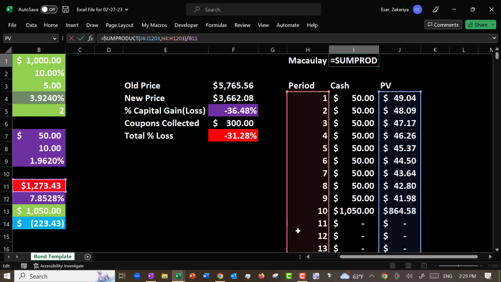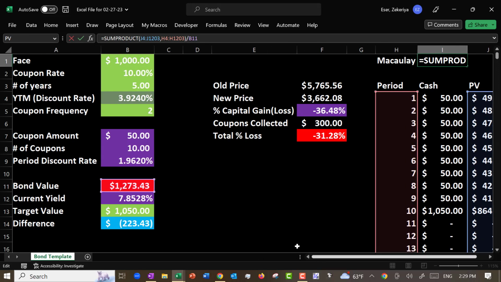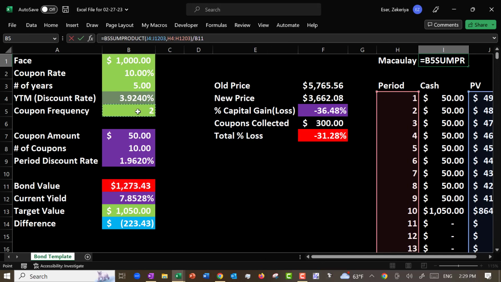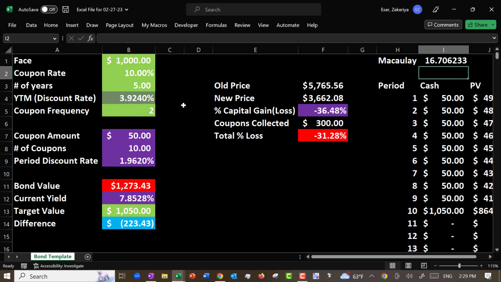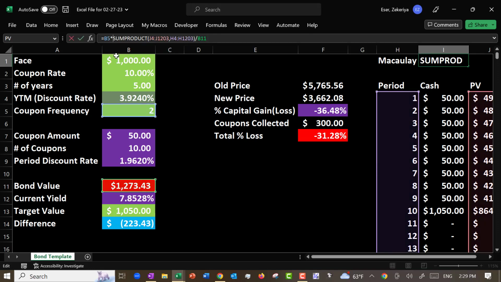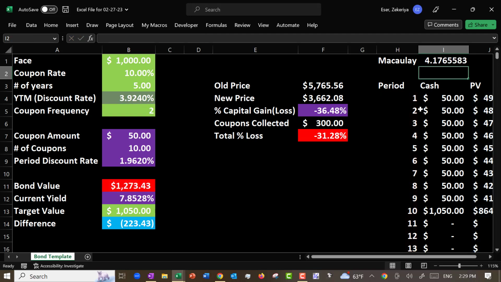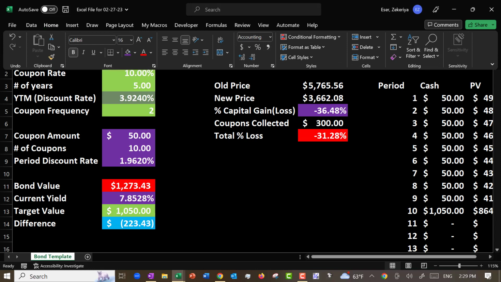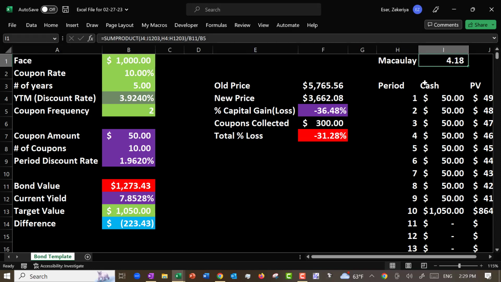That's actually number of, wait a minute, no, not multiply, sorry. Divided by coupon frequency. Now the units are number of years. We want to express them as number of years because that way I can compare bonds with different payment frequencies easily.